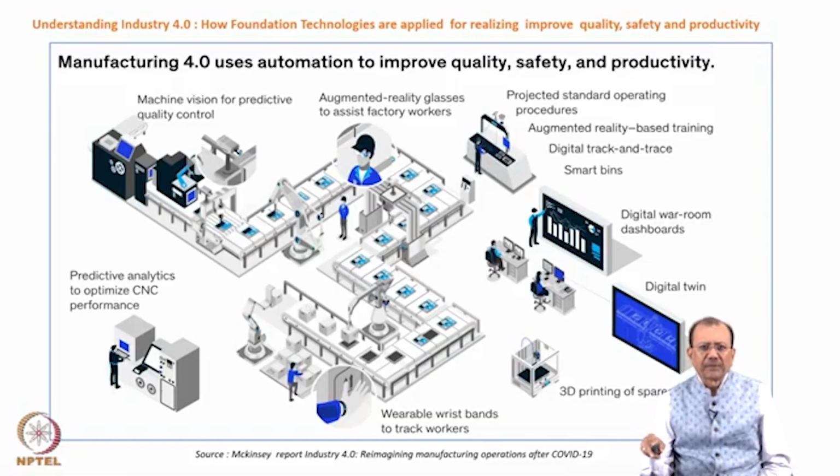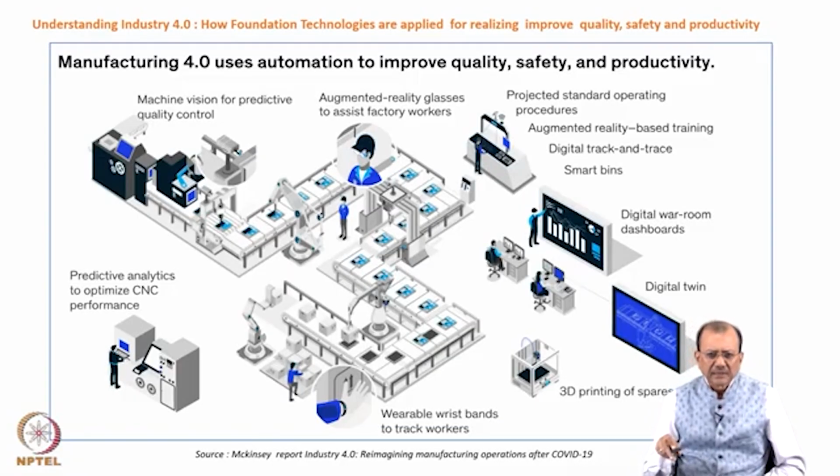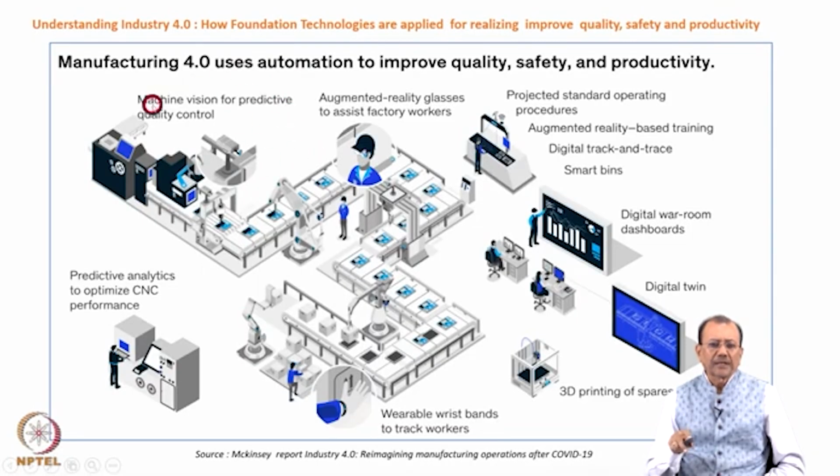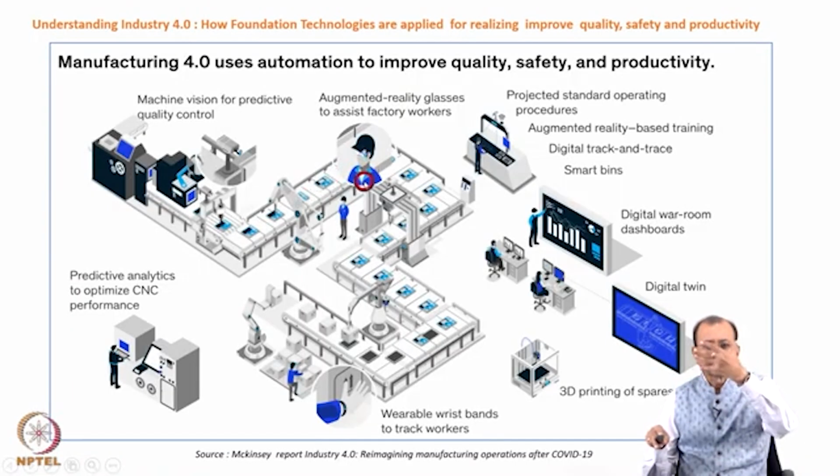This is one of the good examples where you can see how one company, this is just a sketch, uses machine vision for predictive quality control. Suppose a company wants to have some control on the quality of their products. Predictive analytics is a technology which you will be learning, and it can be used for quality control. Then there is augmented reality, like the Google glasses, some of you must have seen. With the help of Google glasses, we can see what is happening in the plant without sitting in the plant.